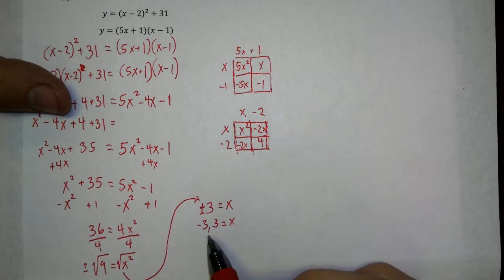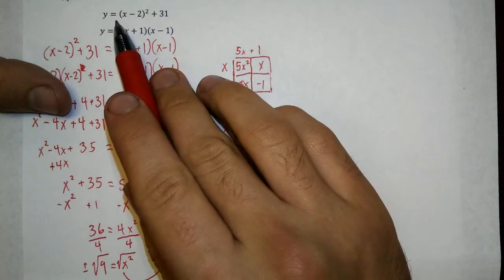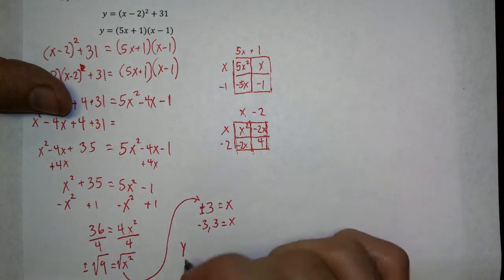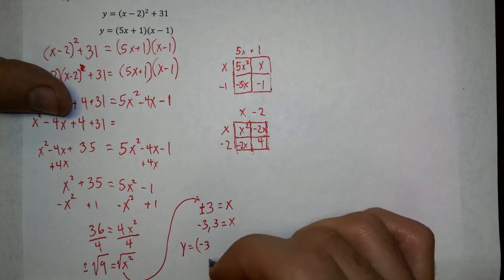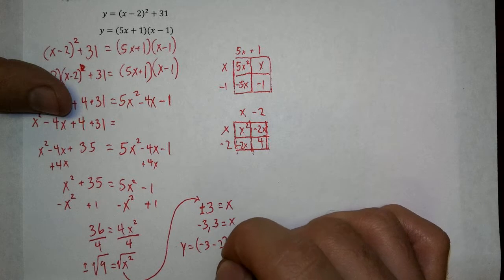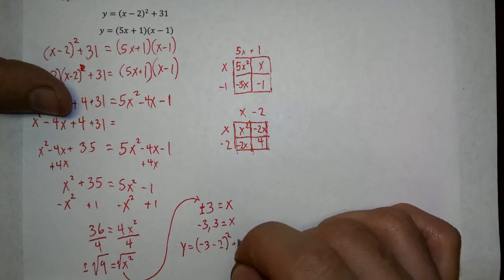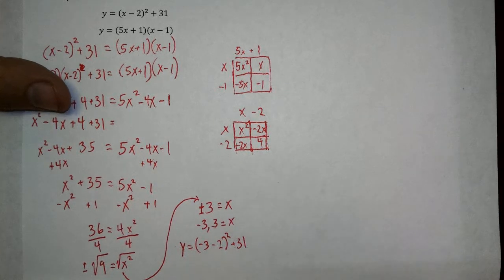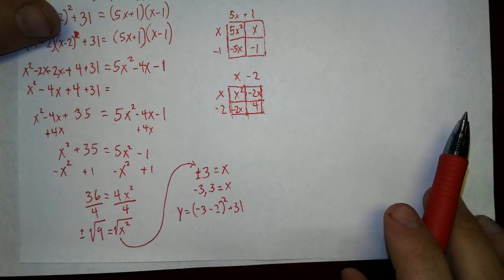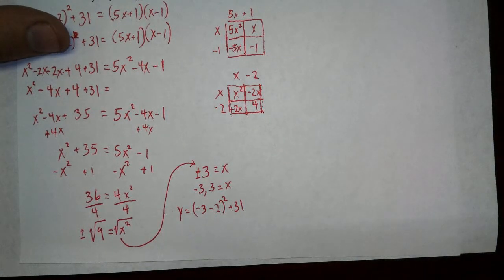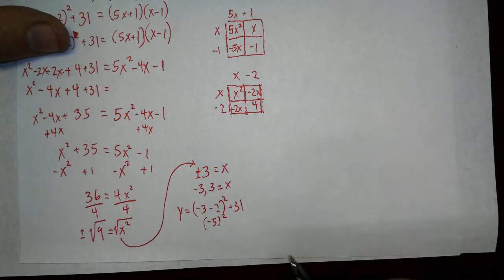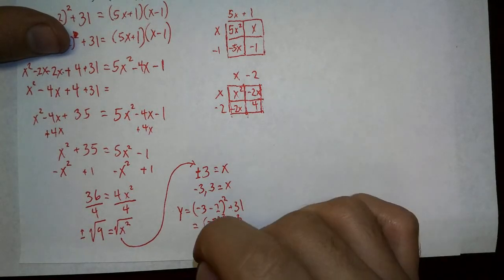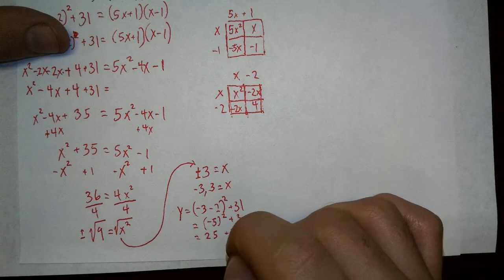So, taking first our -3 and plugging this back into our first equation. Our y value for -3 is going to be quantity -3 minus 2 squared plus 31. Now doing my PEMDAS, because I'm evaluating, I am simplifying to see what y is equal to. -3 minus 2 is -5 plus 31. I know that -5 squared is 25 plus 3.